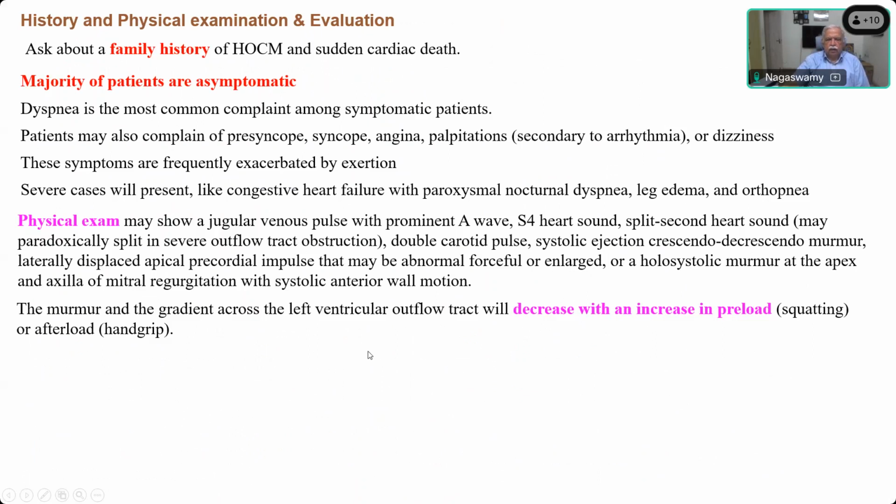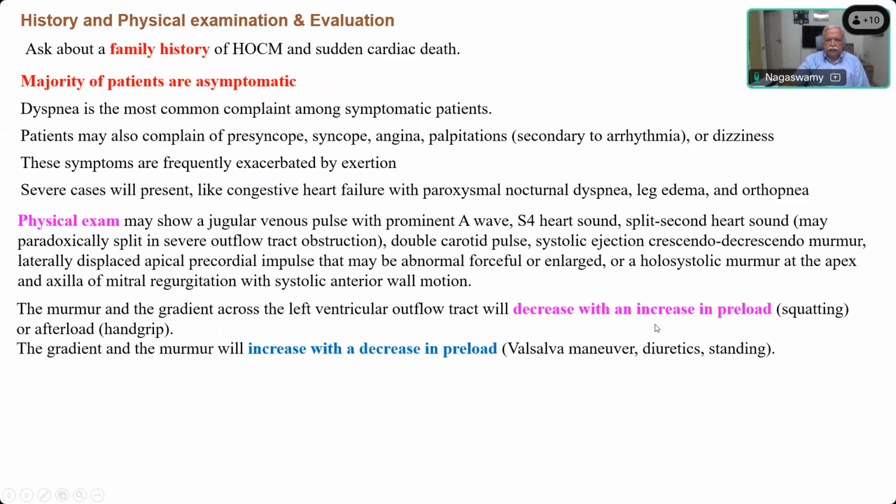If the patient has an increase in the preload, that is, if the left ventricular filling is good, then the gradient and murmur will decrease. But if the filling is low, then you will have a decrease in the preload, and the gradient will increase. Then brain natriuretic peptide levels may be elevated in severe disease.